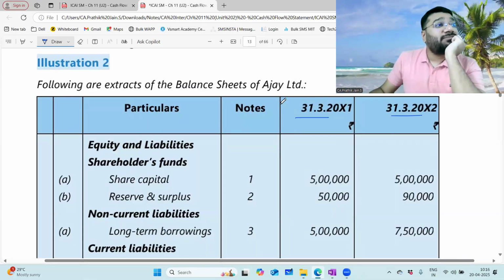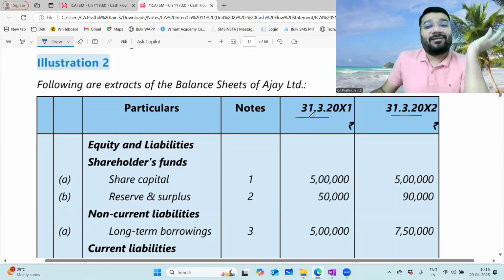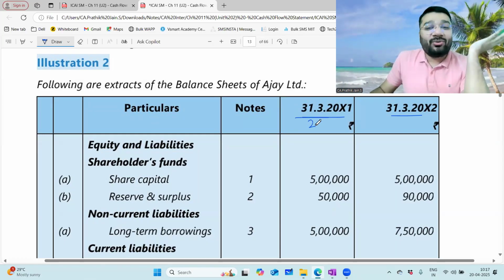Tarini? Hmm. 31 2001 means what does it mean? This is 2000 to 2001. This is 2001 to 2002.